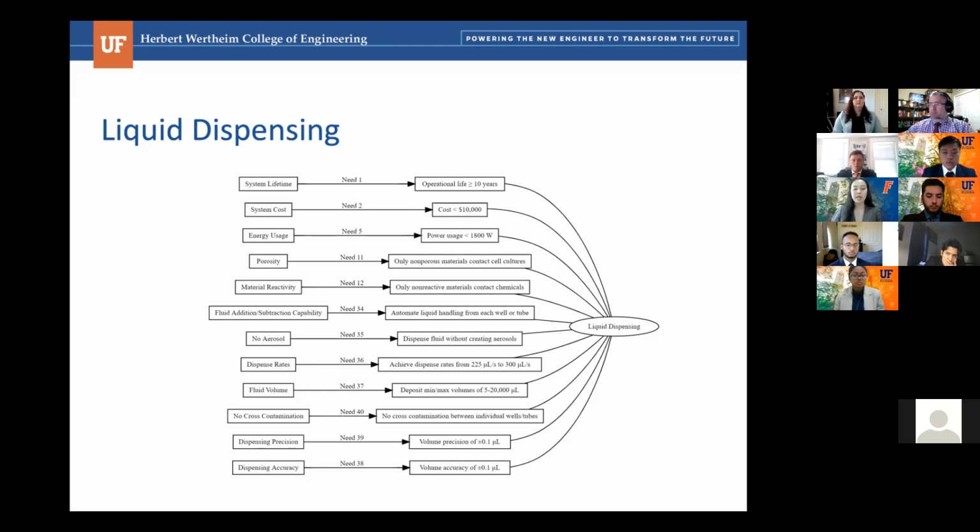No cross-contamination was considered using the disposable pipette tips, and I'll go in more depth on the next slide. And dispensing precision and dispensing accuracy were also determined using motor specifications and the geometry of the system.